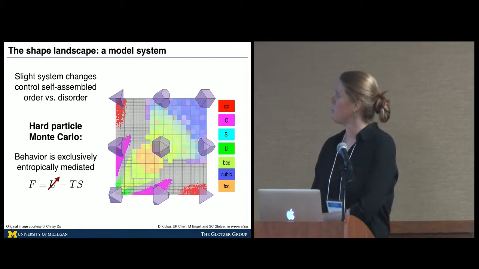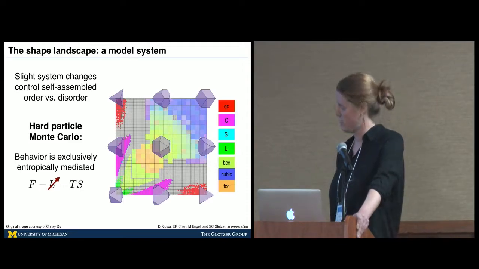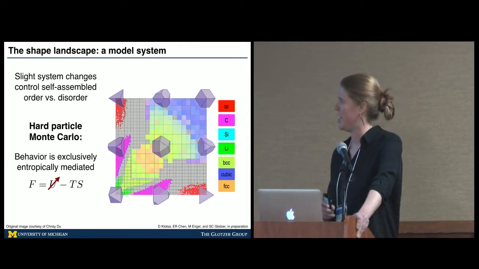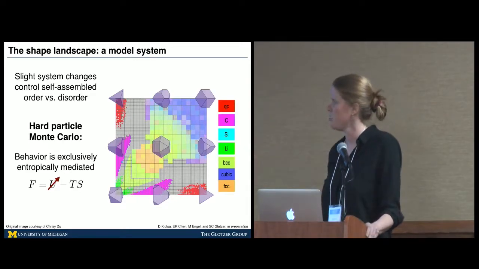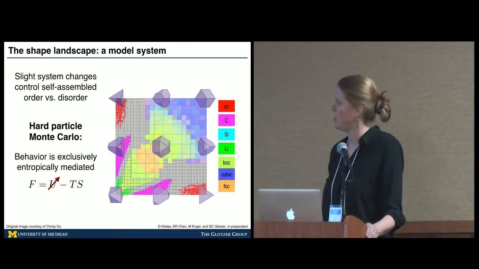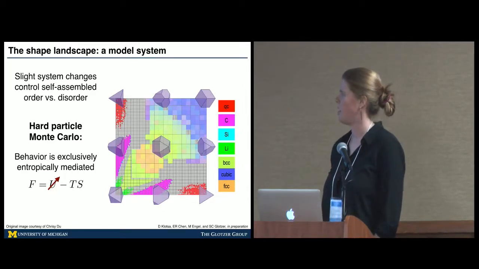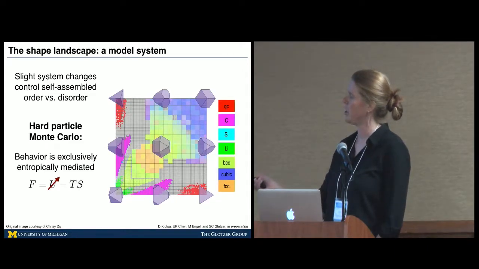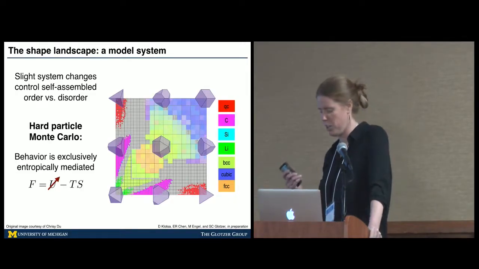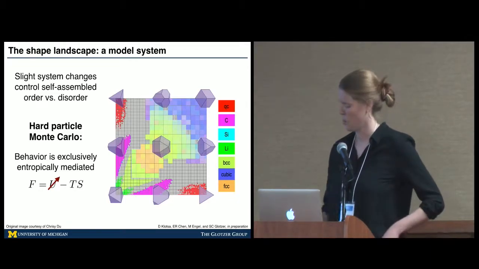And when you do such a simple type of system, actually you're getting at behavior that's going to be exclusively entropically mediated because there are no energetic interactions between any of the particles, so there's no potential energy in the system. And so when it wants to minimize its free energy, in this case the Helmholtz free energy, all it can do is maximize its entropy. And so this is kind of a pure physical model that we think is a good one.